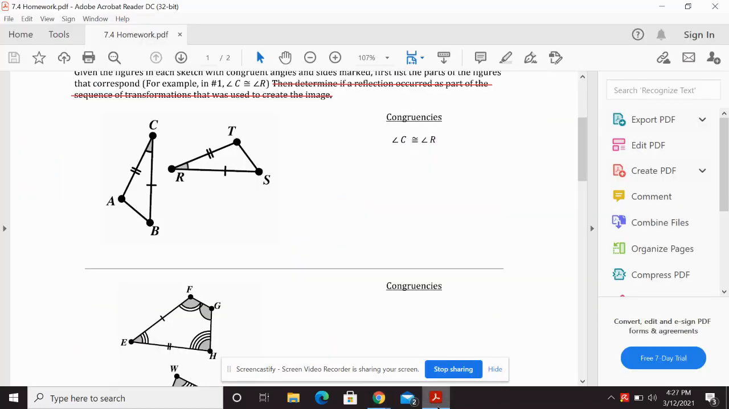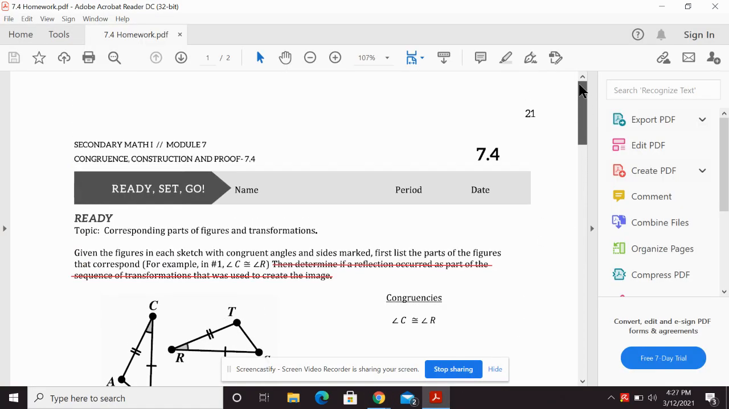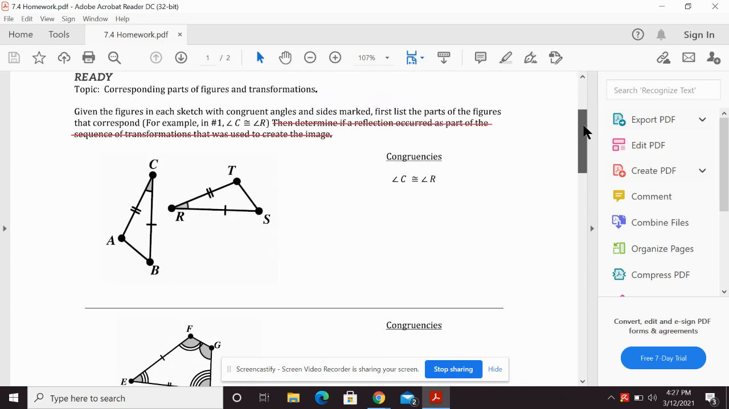Okay, apparently my other 7.4 homework help didn't work. It didn't show you the actual homework, so here we go again.